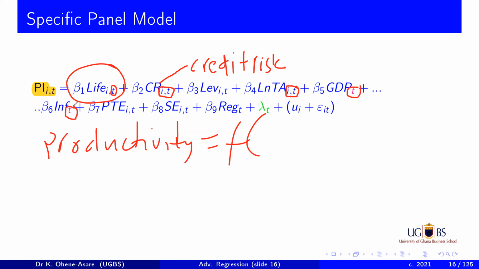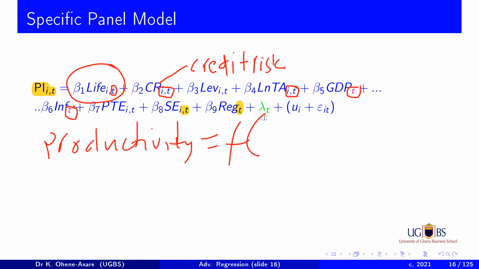And then the next one is pure technical efficiency. It's a numerical value. It's changing across time and across individuals. Okay. And then another, scale efficiency, which is a numerical value. That is also changing across time and across individuals. And regulation. The regulation is changing across time. So you see only T is there across time.